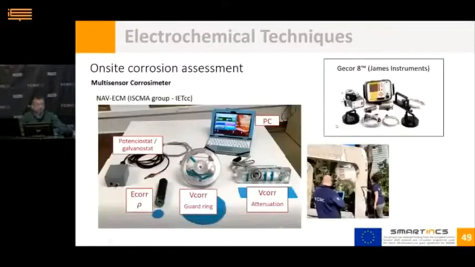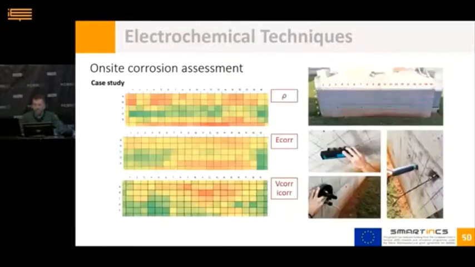Okay, there are corrosimeters. Corrosimeters such as Record 8, a commercial device, or NAVE ACM, a recent development carried out by our group, which integrate the different sensors and techniques described for on-site corrosion assessment. Here we can see as an example the results obtained on the on-site inspection of a reinforced concrete wall, in this case with the NAVE ACM corrosimeter.